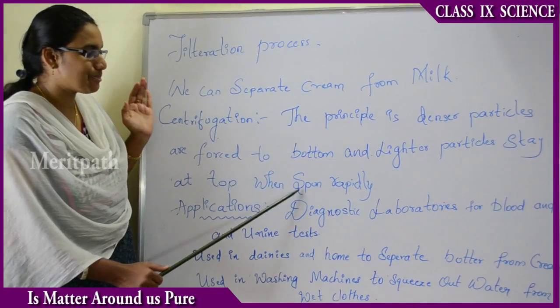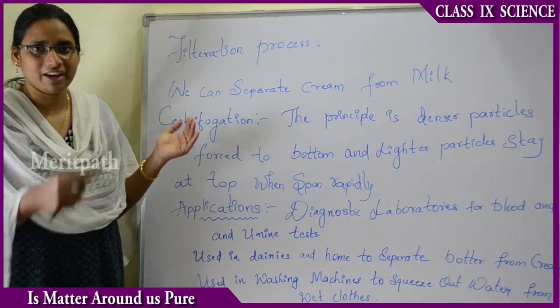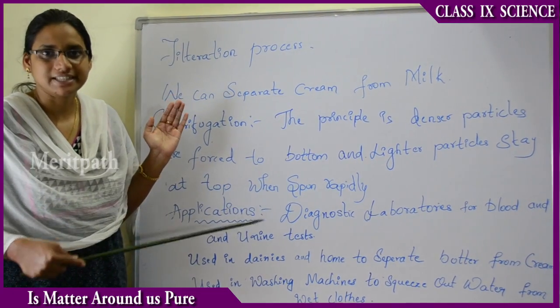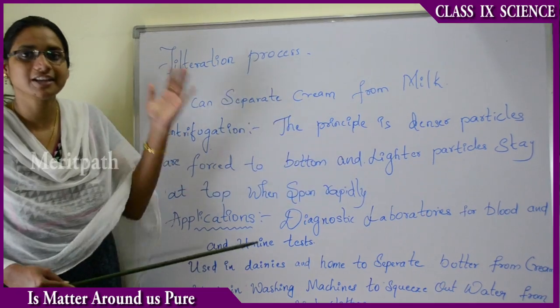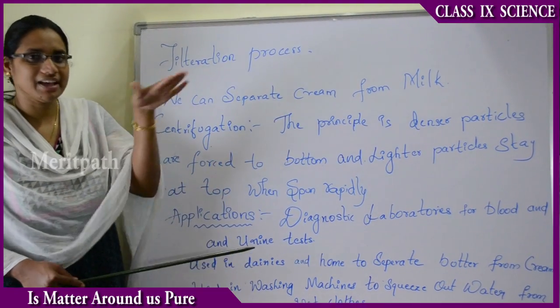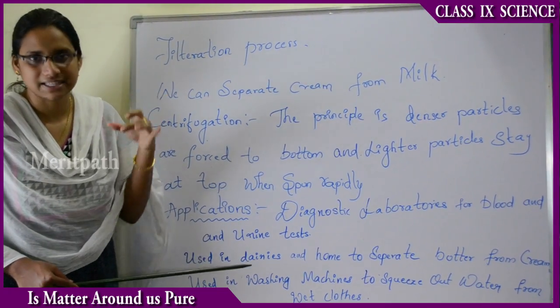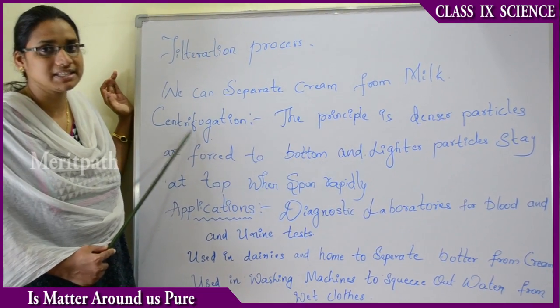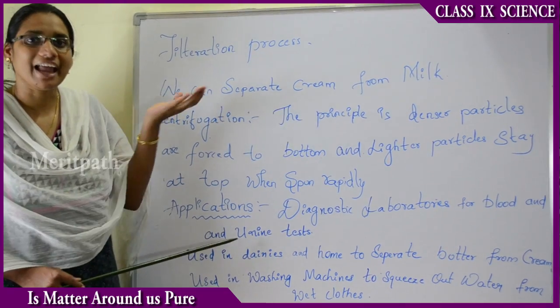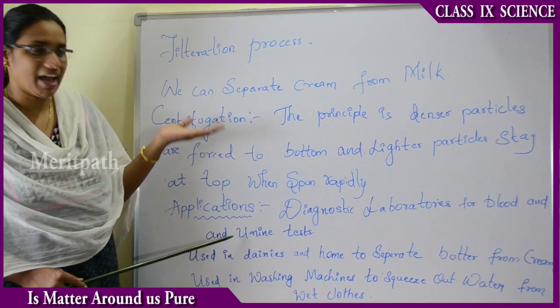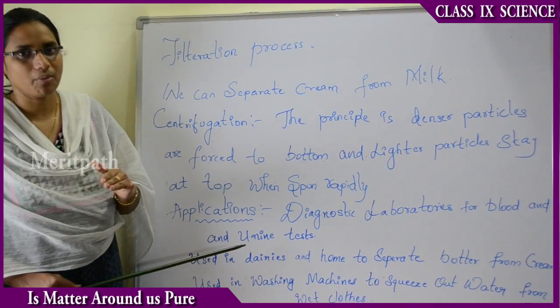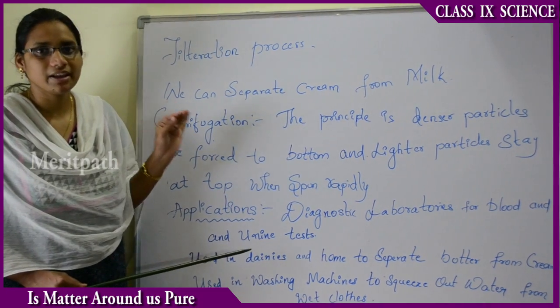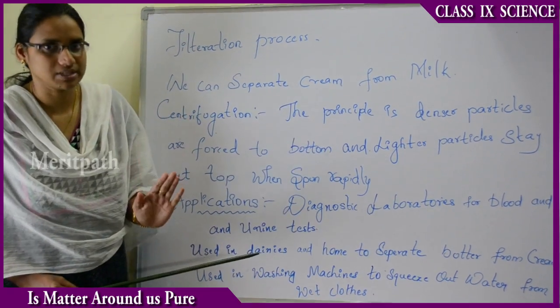By using the spin system, a very high-speed machine used to rotate the solvent very fast, the separation of particles is done. This process is known as the centrifugation process, and by this we can separate the lighter particles in one part and the heavier particles in another, and thus we can separate every substance as pure as possible.